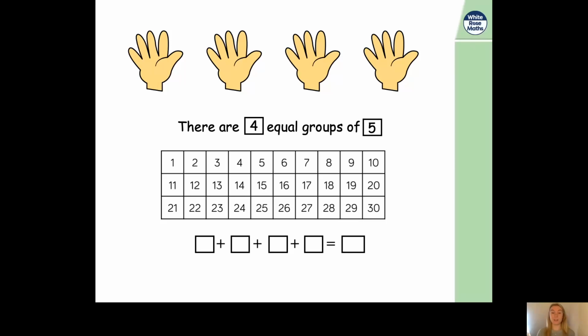Okay, let's work together to see if we were right now. We would do five because there's four equal groups of five. We need to add five four times. So five plus five plus five plus five. Do you know the answer to that? Let's use our 100 square to help. So we've got 5 plus 5, which is 10. Now we need to add 5 again. That will make 3 5s, which is 15. And 4 5s, which is 20. So the answer is 20. There are 20 fingers all together. Well done if you got that right.